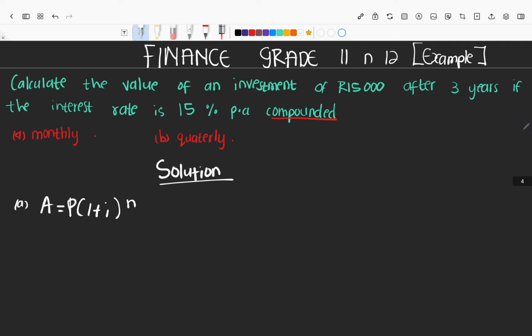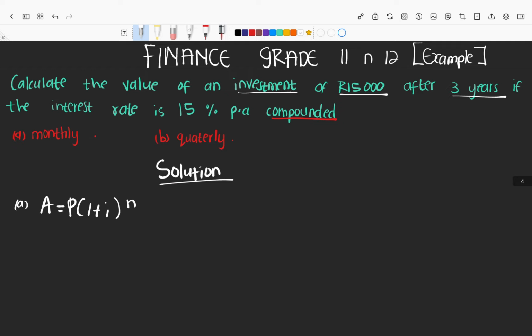So remember the investment of 15,000 and after 3 years. I always underline the most important words, and I would advise you to do so. They say calculate the value of an investment of 15,000 rand after 3 years. So I go to the bank today with an amount of 15,000, and then what is going to be my final amount after 3 years? That is what the question is trying to portray.